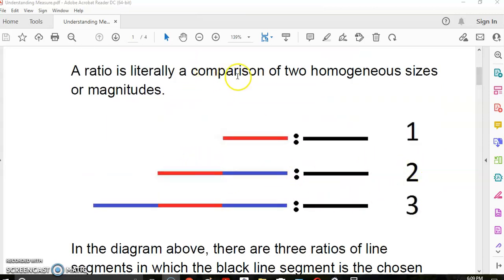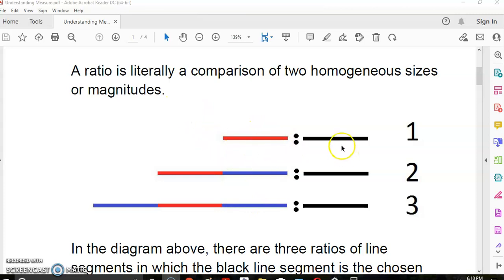So a ratio is literally a comparison of two homogeneous sizes or magnitudes. As you see here, this illustration shows you three ratios. The first ratio has a red line which is equal to the black line. The red line comes before the colon and the black line after the colon. The red line is called the antecedent because it is that magnitude which is being measured, and the black line is called the consequent, which is used to measure the antecedent or red line.